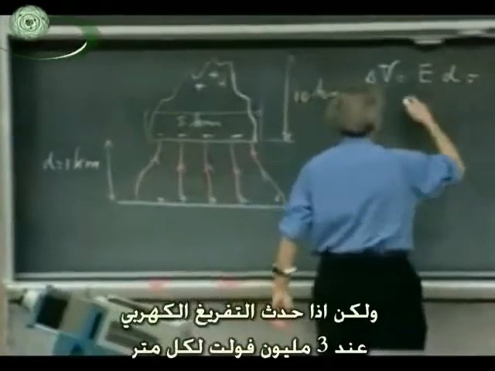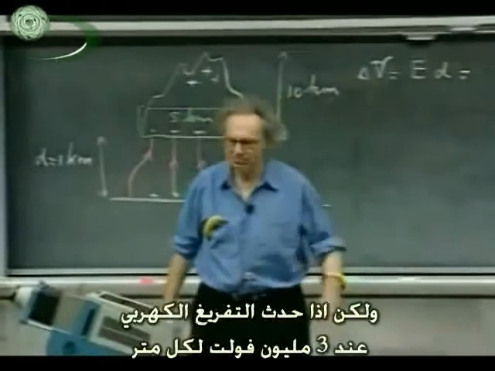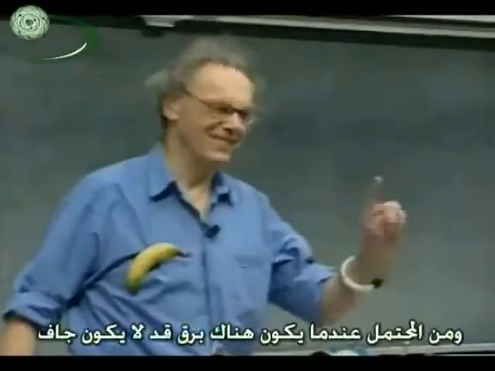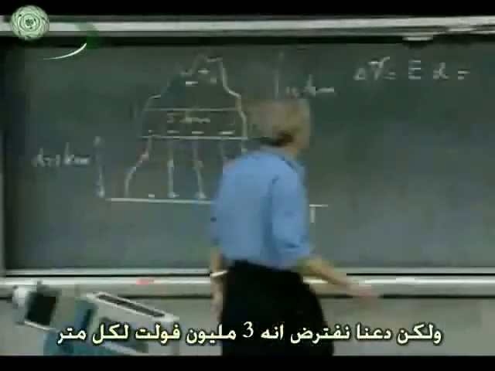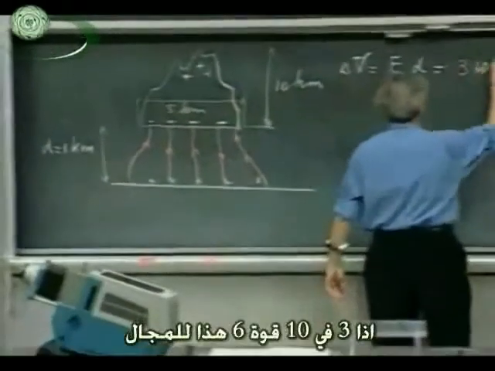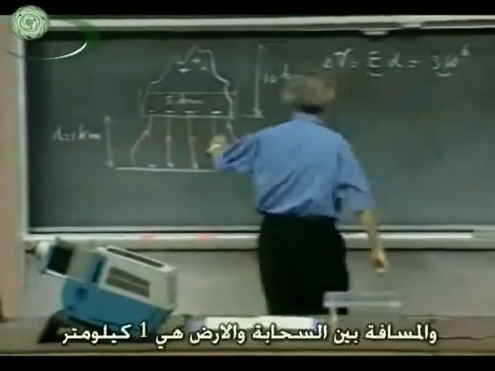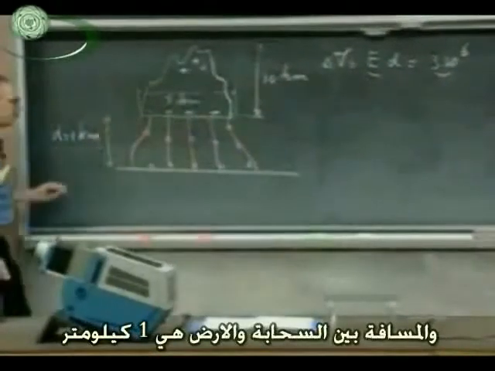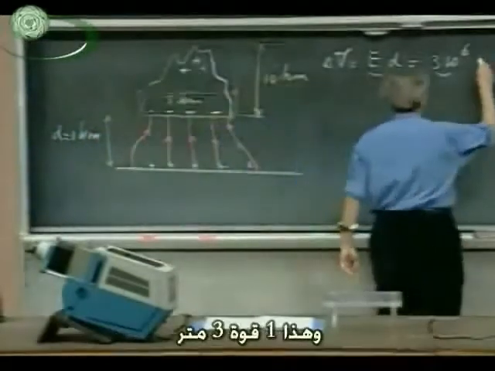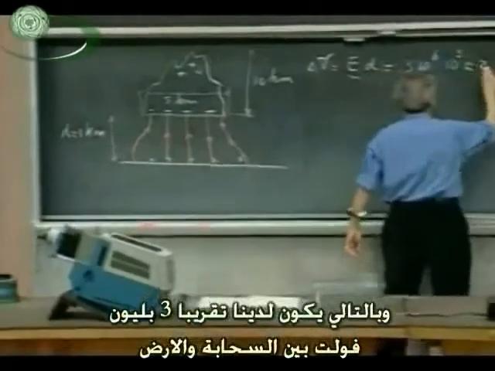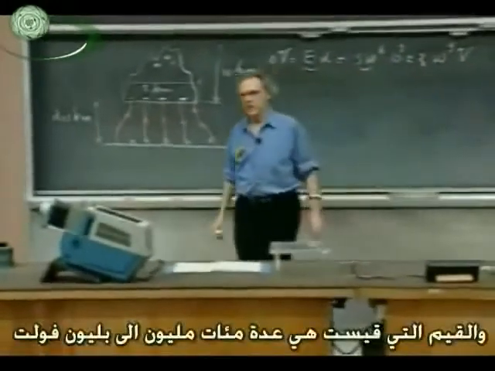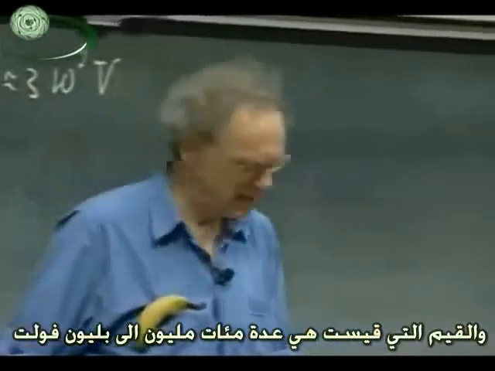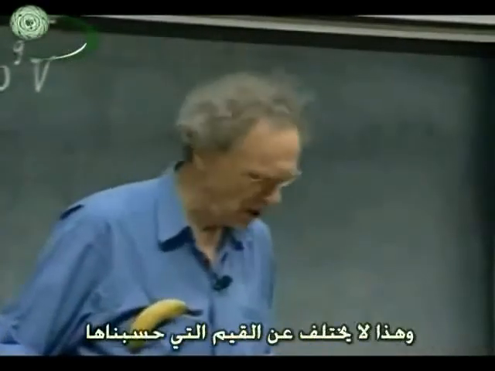But if the breakdown occurs at 3 million volts per meter, by the way, that's dry air. When there's a thunderstorm, it's probably not so dry. But let's take the 3 million volts per meter. So we get 3 times 10 to the 6 for E. And the distance between the cloud and the Earth, let's take 1 kilometer. So that's 10 to the 3rd meters. So we get of the order of 3 billion volts between the Earth and the clouds. And the values that are typically measured are several hundred million to 1 billion volts, so it's not all that different.